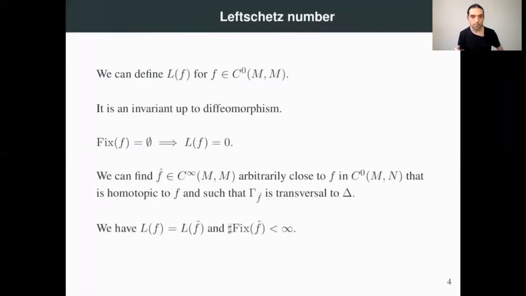In this situation, we define the Lefschetz number of F as the Lefschetz number of F hat. We can also point out that the set of fixed points of F hat is going to be finite because of the transversality. We have to prove that the Lefschetz number is a homotopy invariant, but this is because of the properties of intersection numbers.